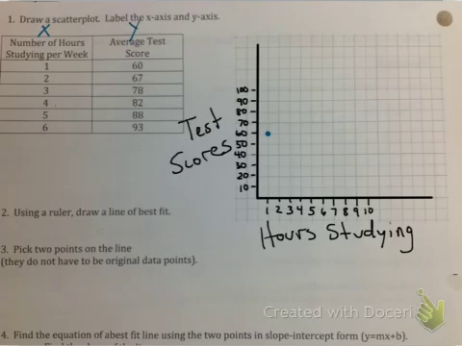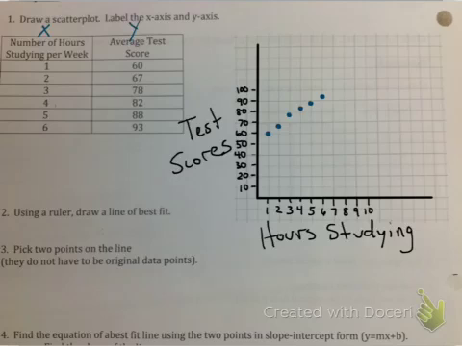Okay, and so you can see that I've already plotted my first point, and our first point was 1 hour a week. If you studied 1 hour a week, students got an average test score of a 60. If they studied 2 hours a week, they got an average score of a 67. 3 hours a week was a 78. 4 hours a week was an average of an 82. 5 hours a week was an average of an 88. And if students put in 6 hours a week, they had an average of a 93. So we've plotted all of our data.